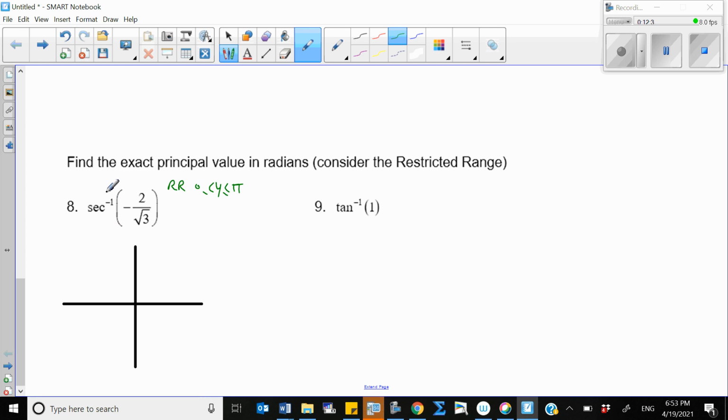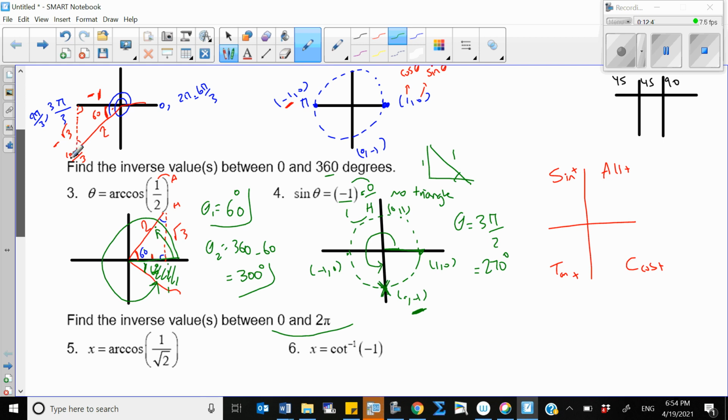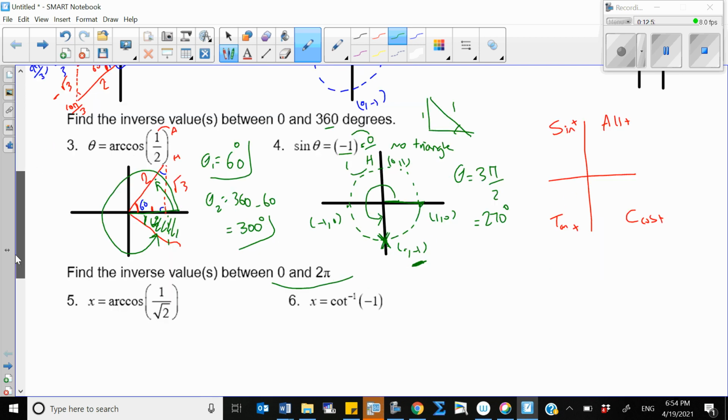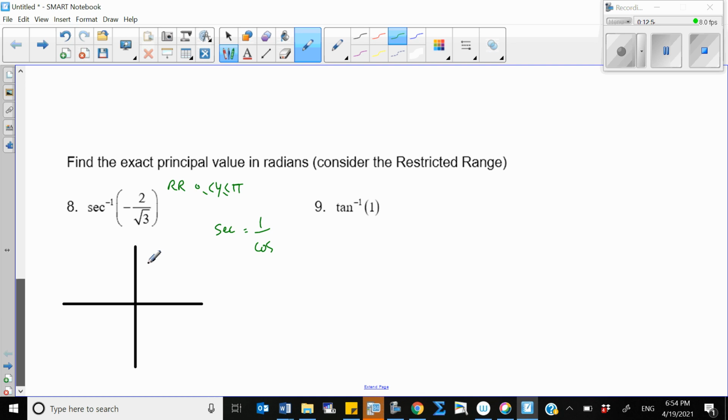For example, secant, we know that secant is 1 over cosine. This value is negative. So if secant is negative, that means cosine is also negative. Now, where is cosine negative? Based on this chart, cosine is negative in the second and the third quarter. So my angle is going to be here and here.